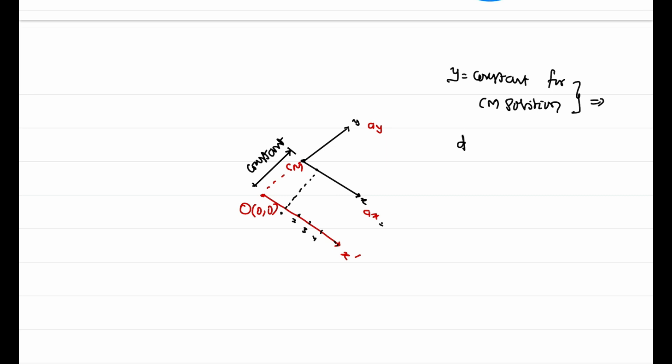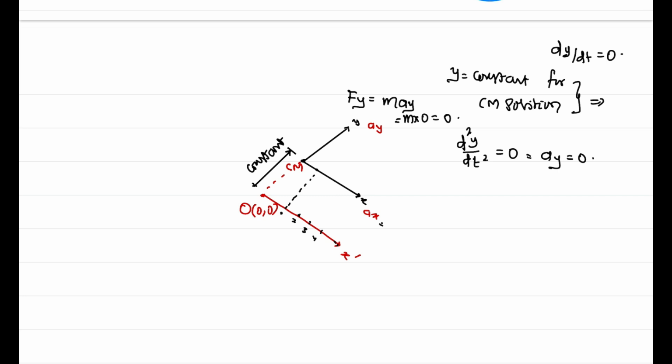That implies d square y by dt square is equal to 0. dy by dt is equal to 0. That means velocity is 0 in the y direction. Acceleration in the y direction is also 0. ay is 0. Hence, the net force in the y direction is m into ay, that is equal to m into 0, that is equal to 0. The net force in the y direction is 0.